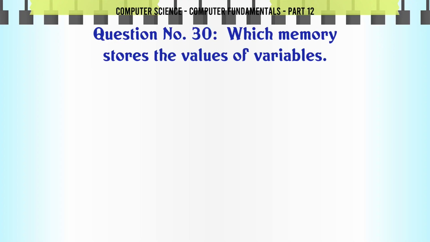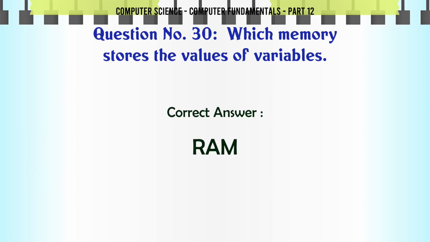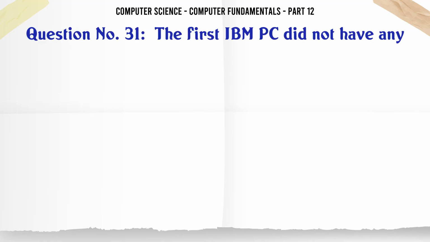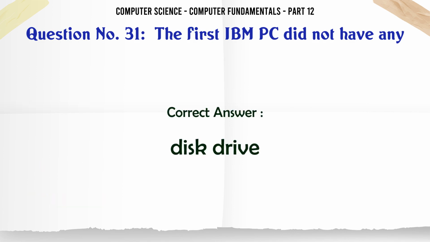Which memory stores the values of variables? A. SAM, B. ROM, C. RAM, D. PROM. The correct answer is RAM. The first IBM PC did not have any A. disk drive, B. RAM, C. ROM, D. port. The correct answer is disk drive.